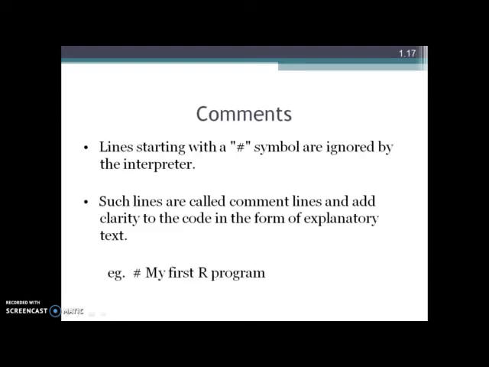Now when you have a program and you wish to add comments, these are just small explanatory notes for the programmer or for those who are using the programs. The lines start with a hash symbol, which means that that line will not be considered by the interpreter for translation. Such lines are called comment lines and add clarity to the code in the form of explanatory text.